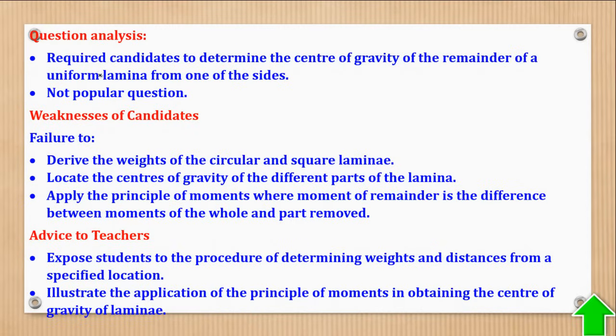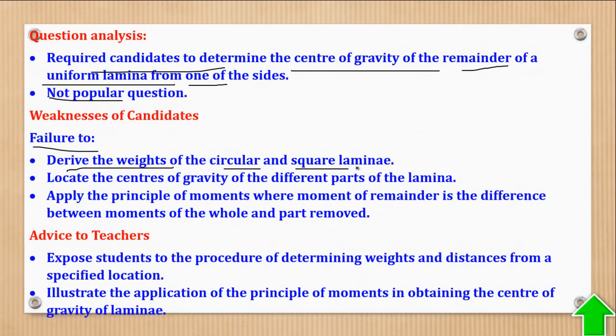So, question analysis. The question required candidates to determine the center of gravity of the remainder of the uniform lamina from one of the sides. And the question was not popular, meaning it disturbed many students, and many students didn't even attempt it. But for those who attempted it, the weakness was failure to derive the weight of the circular and square lamina. Deriving means you need to let rho be equal to weight per unit area. So that was a challenge to many. Letting was a challenge, but remember to let always.